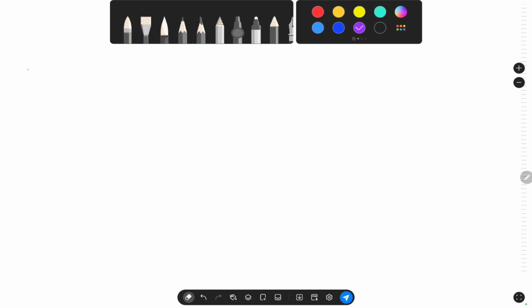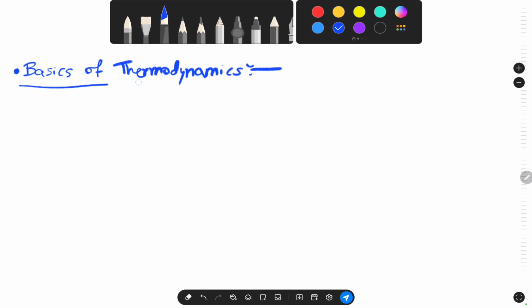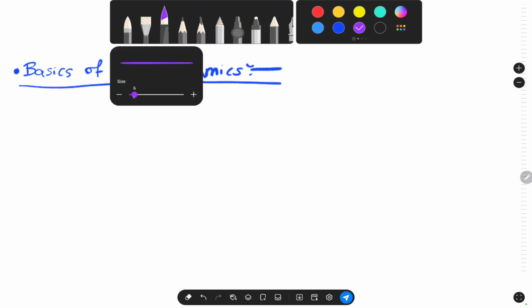So here, one minute, let me pick up the pens. So here we start the basics of thermodynamics. The points we will discuss here one by one. Let me write them down at first.